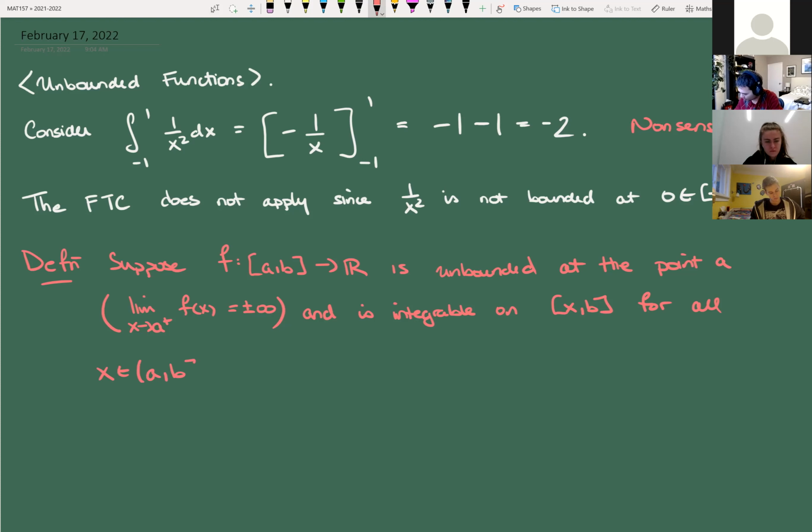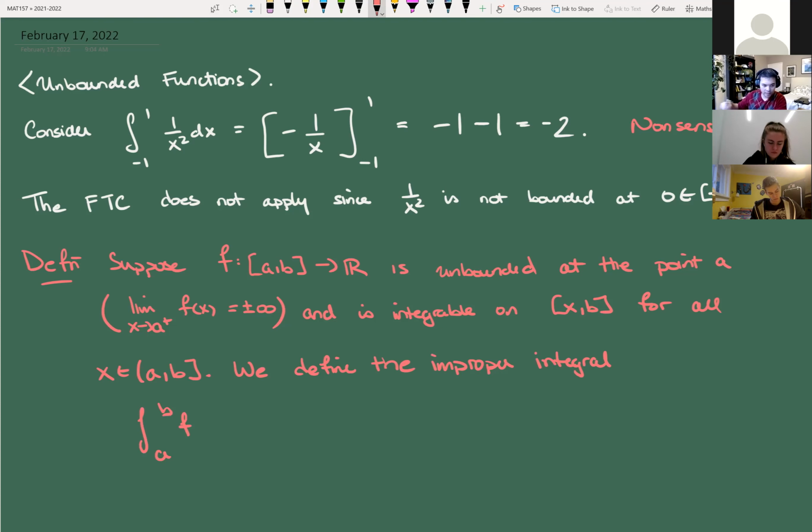In AB like this, okay? So what we're going to define is the improper integral. So we define the improper integral.